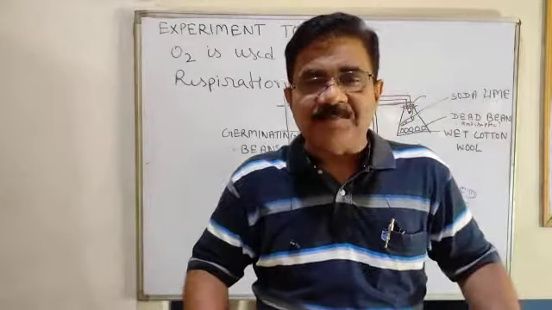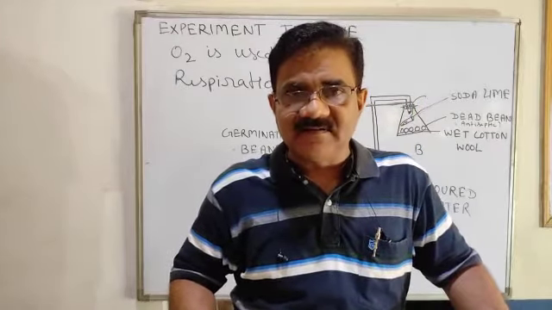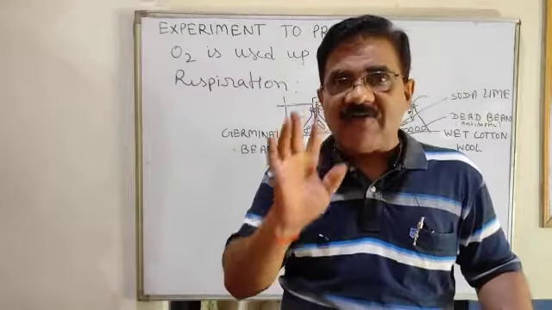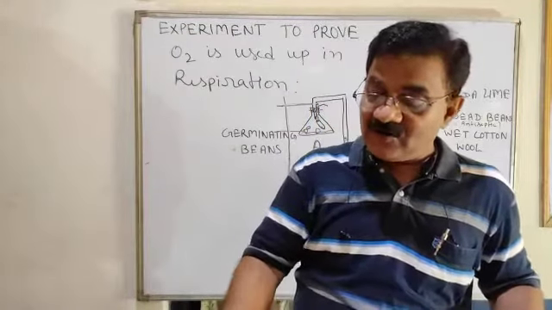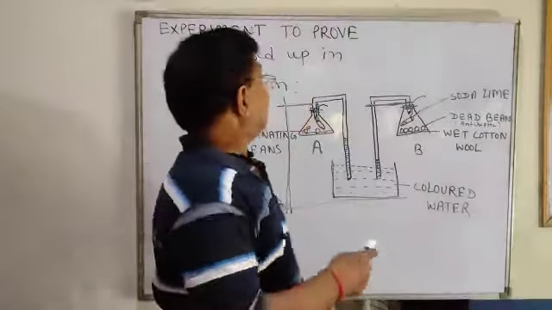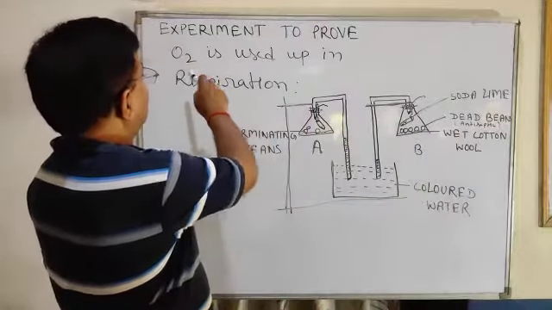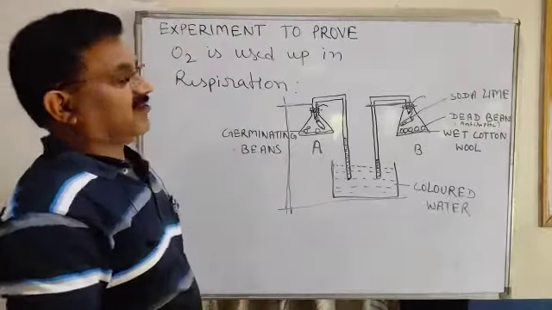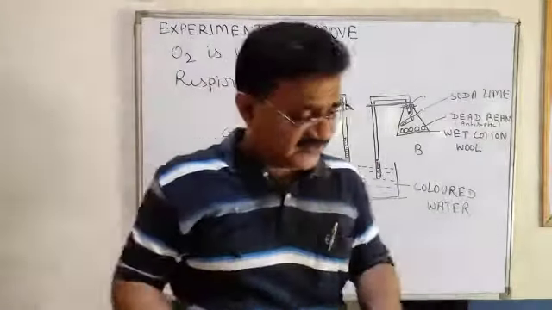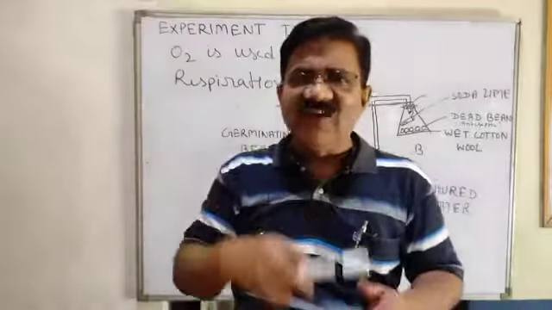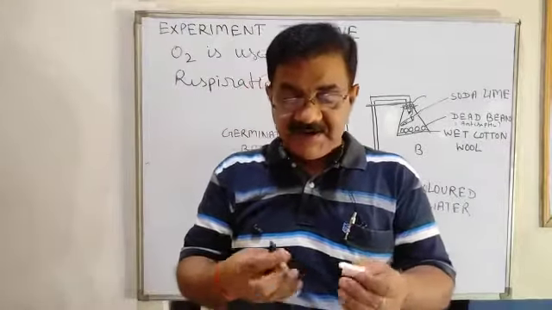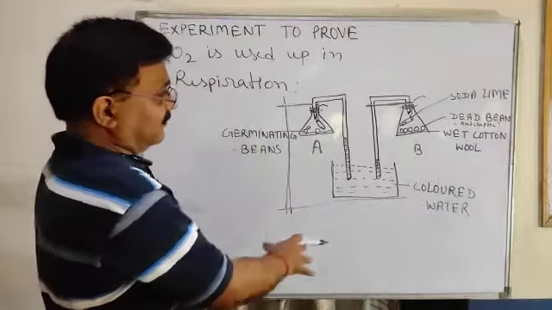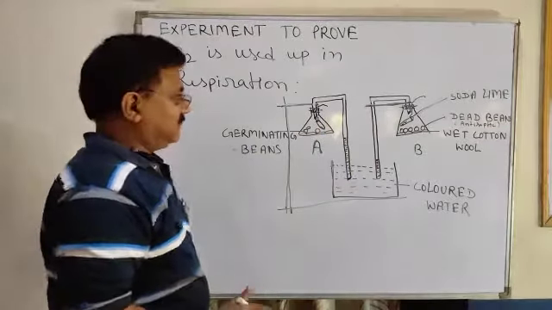Now, certain experiments we have to discuss related to respiration in plants. So, our first experiment to be discussed is the experiment to prove oxygen is used up in respiration. Oxygen is consumed in respiration. Now see this diagram, whatever I have drawn on my whiteboard.